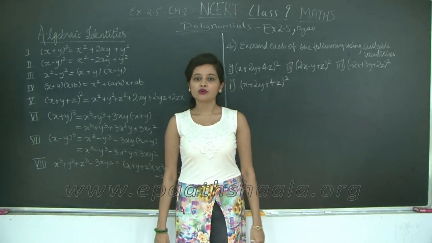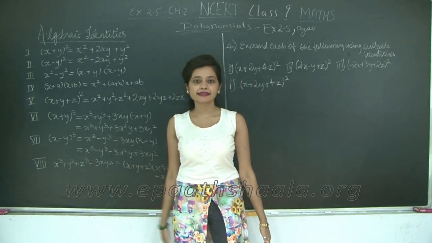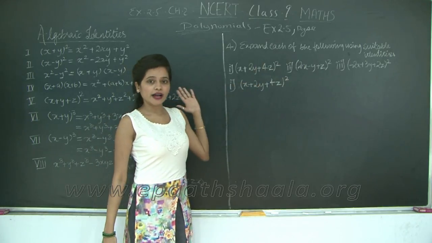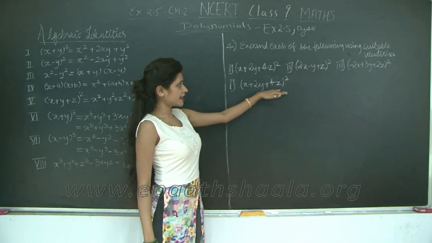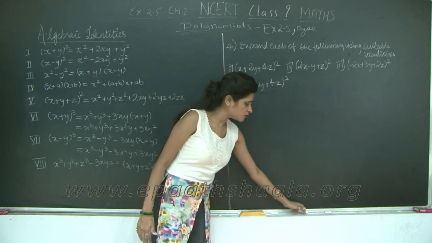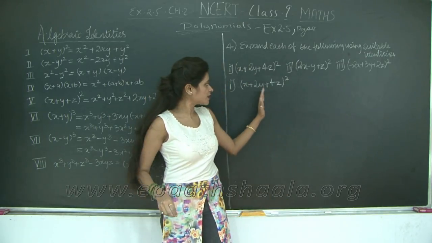Hello students, moving on with polynomials, we were learning about algebraic identities and we're on exercise 2.5 related to algebraic identities, question number 4. So let's see the first question, which is x plus 2y plus 4z the whole square. Now I need to compare with the identities. You have three terms and you have to square it.